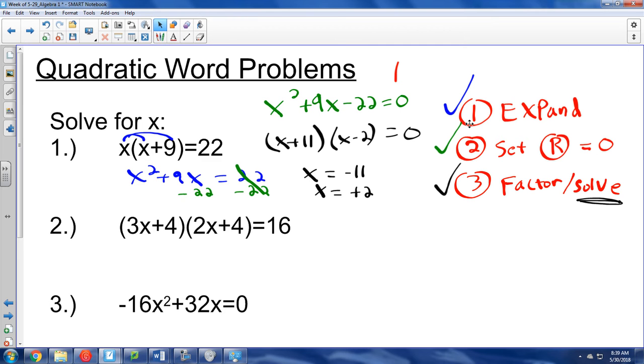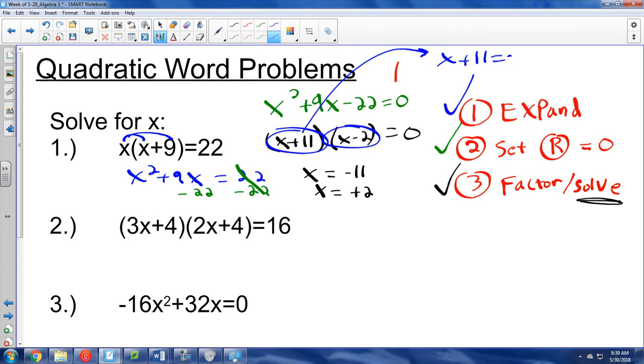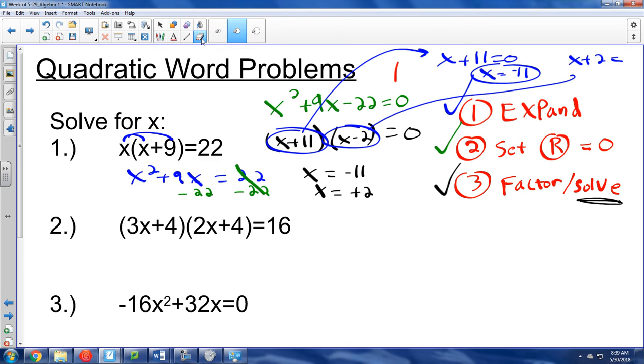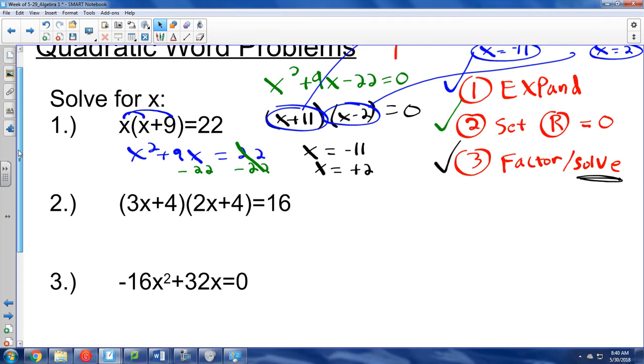And here's the reason. You've got to take these factors and set them equal to 0. x plus 11 equals 0, so x equals negative 11. x plus 2 equals, or sorry, x minus 2 equals 0, so x equals positive 2, right? And those are our answers. So that's how we solve a problem like that. Is that okay? Let's see if we can go through the next problem and go through the steps again.